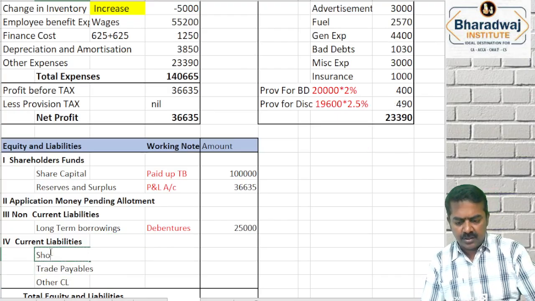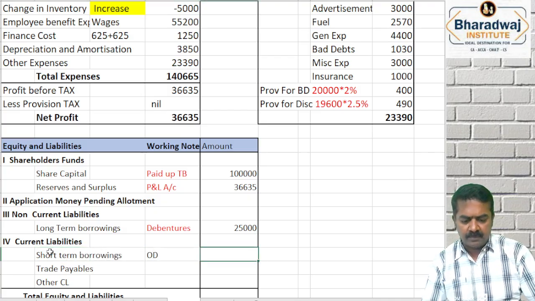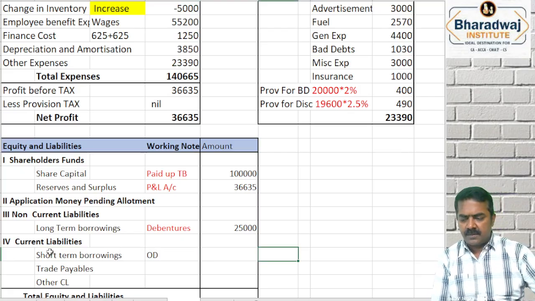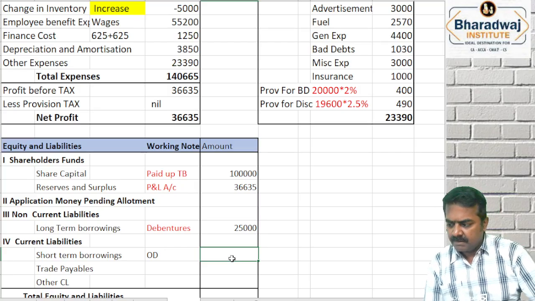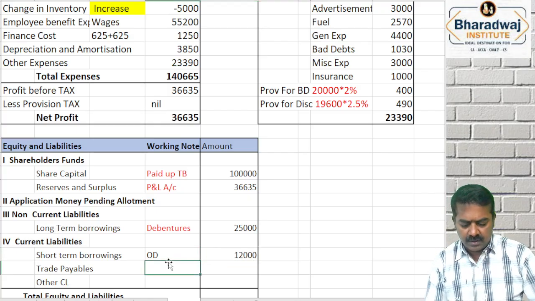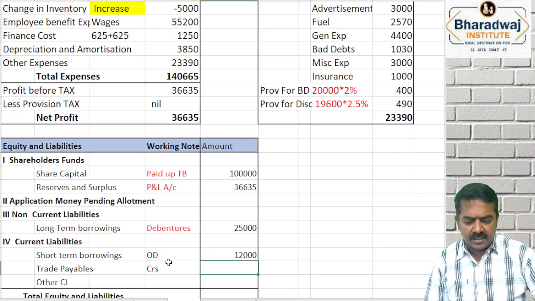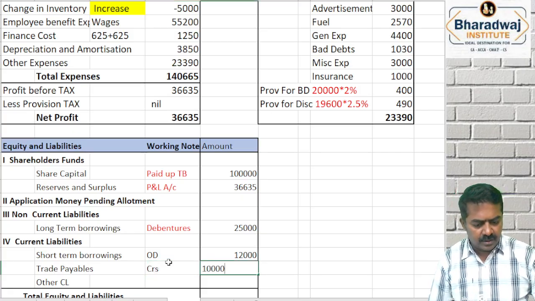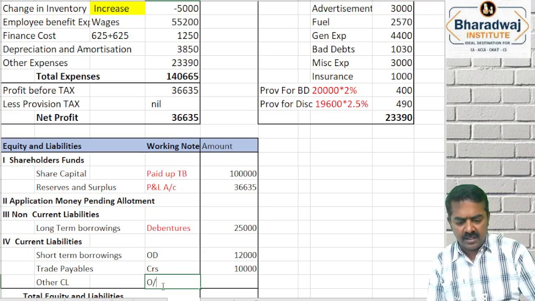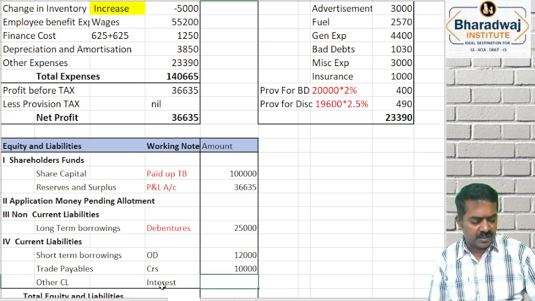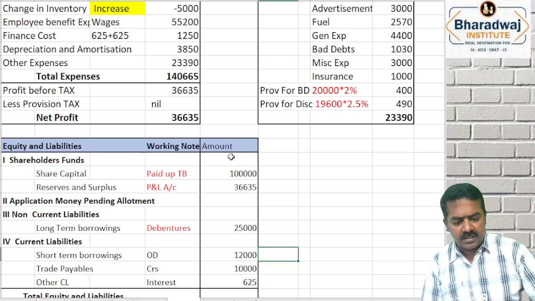Current liabilities, the short-term borrowings. Bank OD will come. How much bank OD is given in the question? 12,000. Trade payable is nothing but creditors. 10,000 is given. Other current liability is nothing but outstanding interest. Interest is paid only for 6 months. Remaining 6 months it is outstanding.